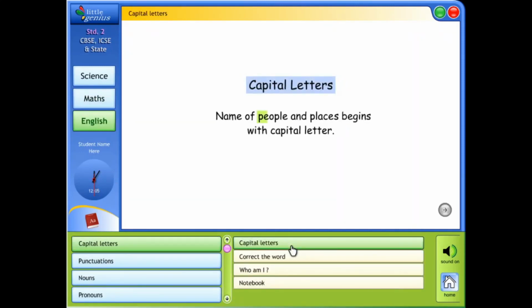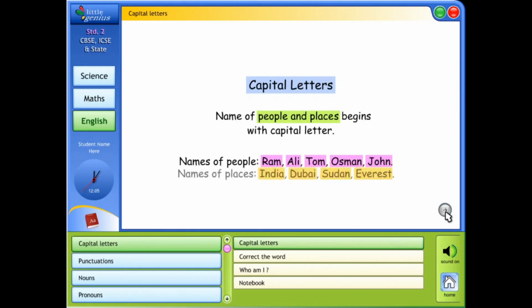Capital letters. Names of people and places begin with a capital letter. Ram, Ali, Tom, Osman, John. India, Dubai, Sudan, Everest.